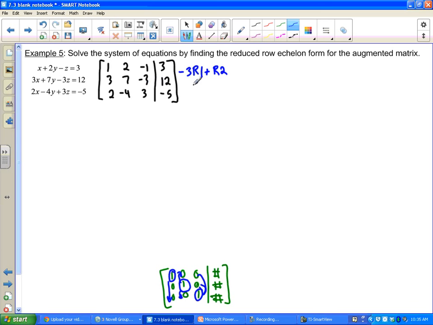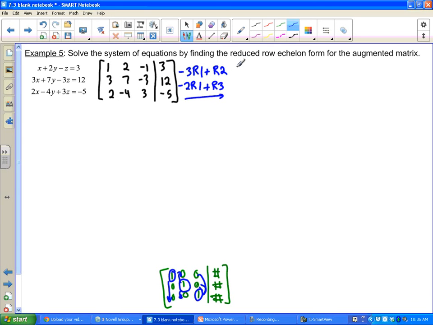And then, if you felt confident enough, you could actually do two operations at once, as long as it's just when we're trying to get zeros. In no other way should you do more than one operation at the same time. It's not going to help. But we want both of these to be zero, so we can do those at the same time. So negative 2 times row 1 plus row 3.